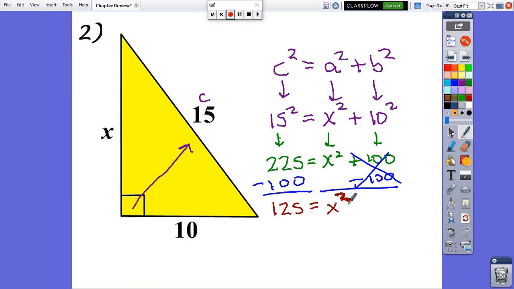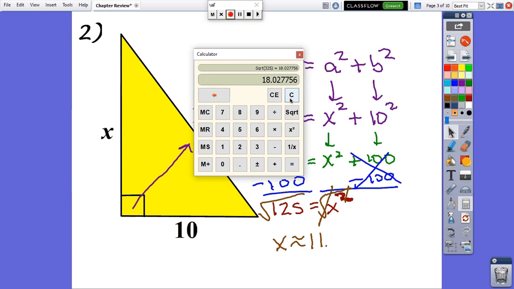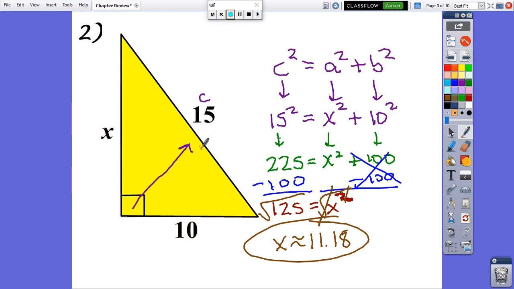And then last but not least, we can square root the x squared and square root the 125. And again, here's where we need our calculator. I know this is going to be 11 point something and some change here because the square root of 121 is exactly 11. And this is just a little bit more than 121 at 125. So 11.18 to 2 decimal places. And so there's using the Pythagorean Theorem to solve not the hypotenuse.